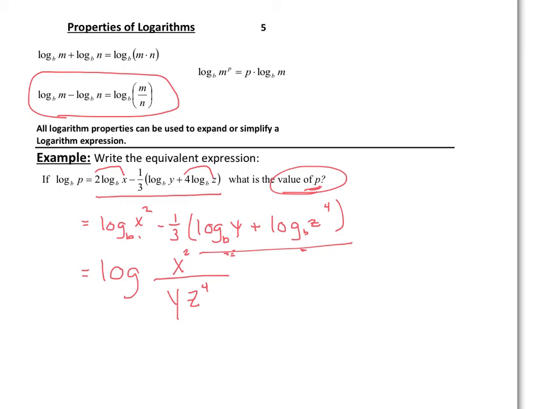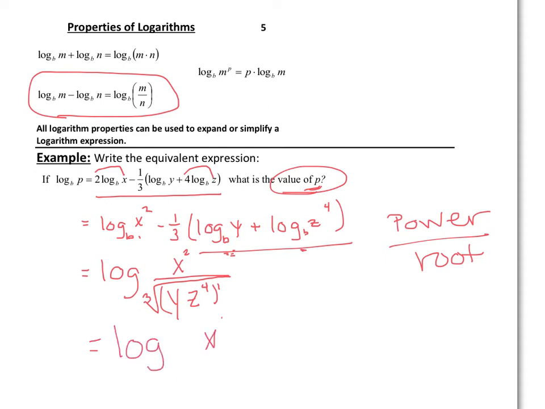So 1/3, if you remember, power over root. So I have 1/3 of both of those quantities, so I'm going to have a power of 1. If you want to write it, you can. You don't really need to, because it's a power of 1. And then a root number of 3. So I have the log of x squared divided by the 3rd root of y times z to the 4th.